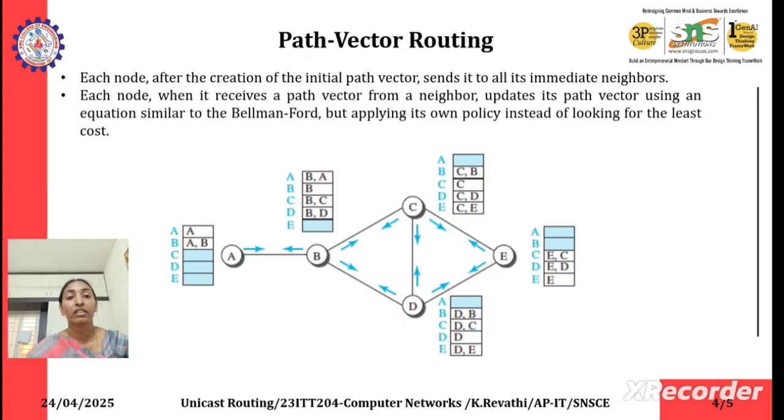By the conclusion, path vector routing is used to calculate the path from each and every node to the other nodes available in the network, and it is not based on the least cost like distance vector routing and link state routing.